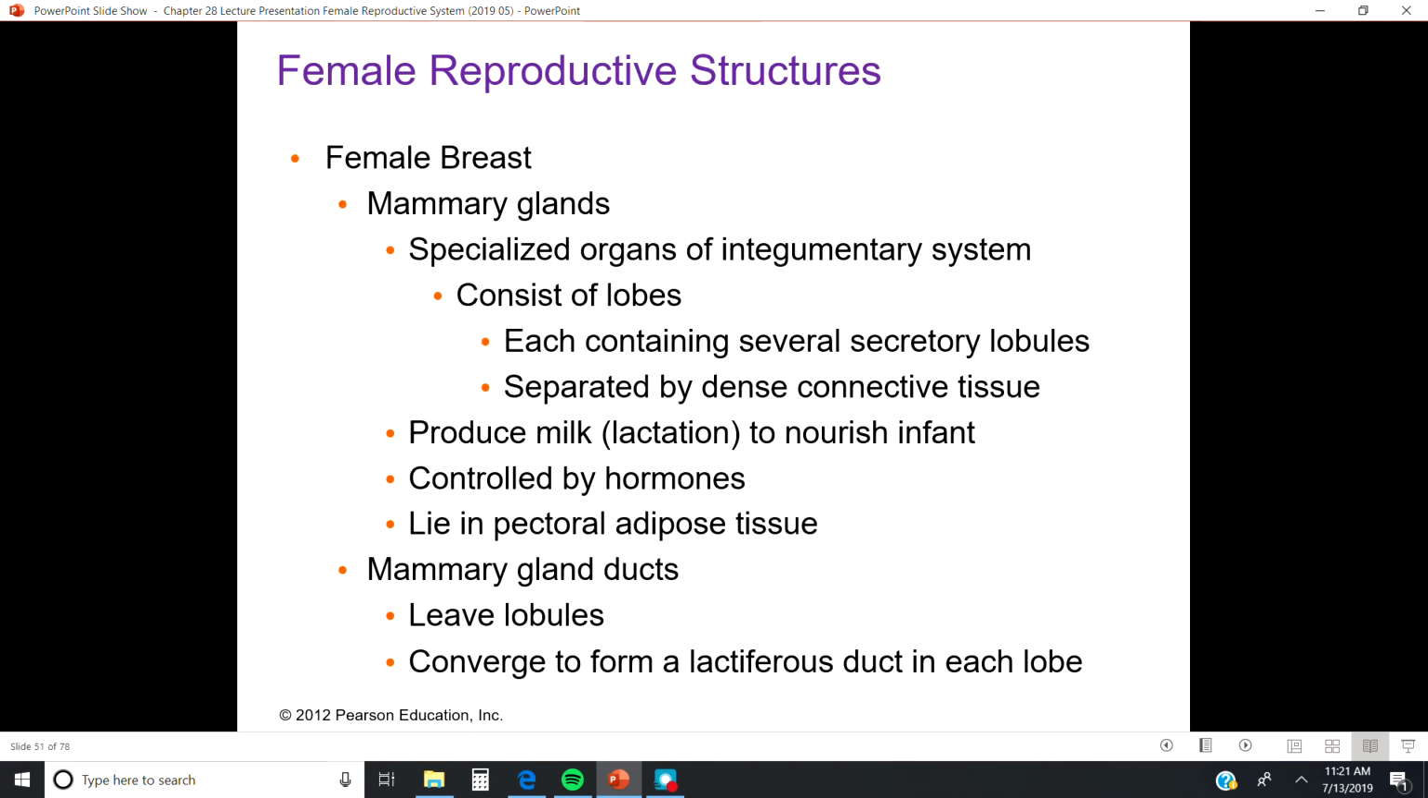Okay. The last part of this lesson is the female breast tissue. Within the female breast, we have a couple different structures. The first ones are the mammary glands. These are specialized organs that are derived from the integumentary system. Within the gland, we see a number of lobes. And then each lobe has lobules that contain the actual glandular cells.